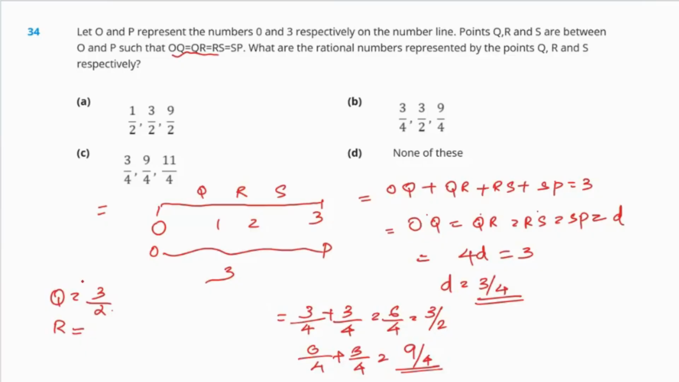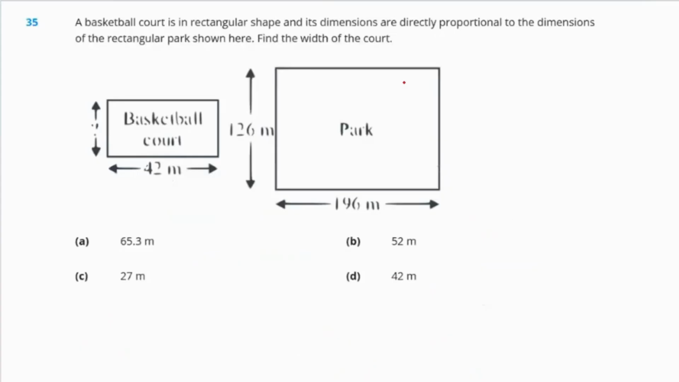The first distance from O to Q is 3 by 4 only. So that number will be 3 by 4. So Q will be 3 by 4, R will be 3 by 2 and S will be 9 by 4. So the correct option is option B, 3 by 4, 3 by 2 and 9 by 4.